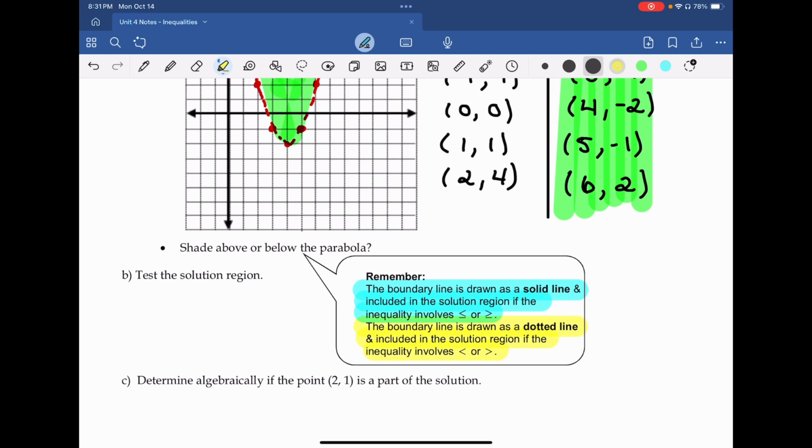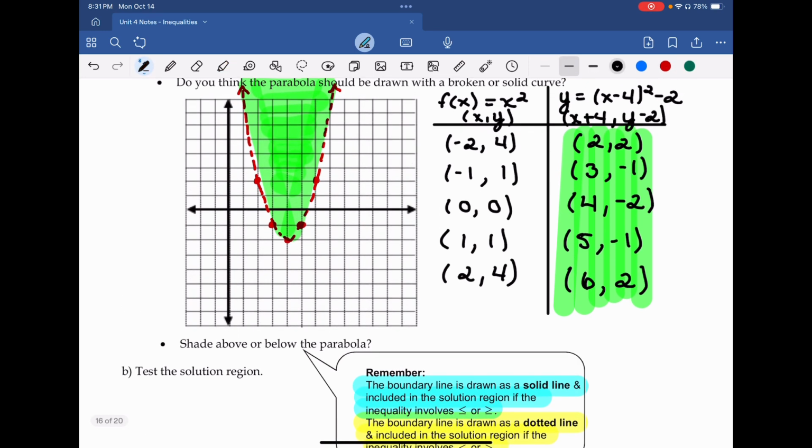Now, for part B, what they're going to ask us to do is just test a point that's within that green region. So what I'm going to do is just scroll back up. I'm going to go over to, let's say, 3 and positive 1. That point is supposedly in the zone here, or in this given region. So I'm just going to record it as 3 and 1.